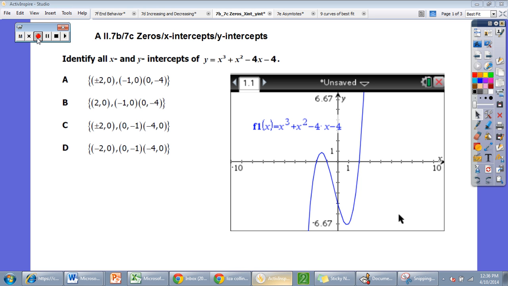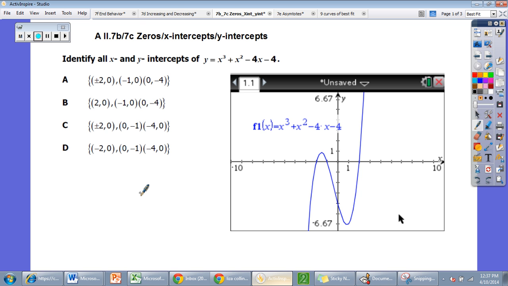This video is to review zeros, x-intercepts, and y-intercepts. So we know that x-intercepts and y-intercepts are where our function crosses the x-axis and the y-axis. But they will also use different words like zero, and a zero is where it crosses the x-axis. They could also use the word solution, which also means where it crosses the x-axis.